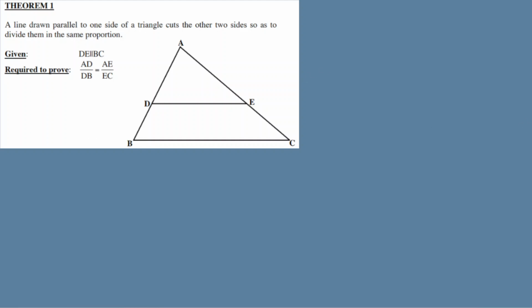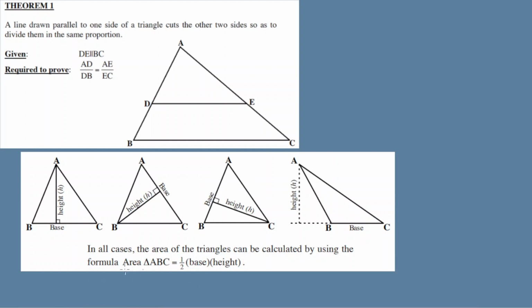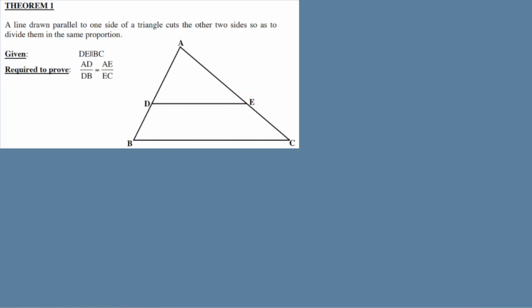Before I prove it, let me highlight that the area of a triangle is always calculated as half times base times height, and that the base must always be perpendicular to the height, as in the above given cases. In all four of these cases the base is always perpendicular to the height. So to calculate the area of a triangle, you need to make sure your base is always perpendicular to your height.